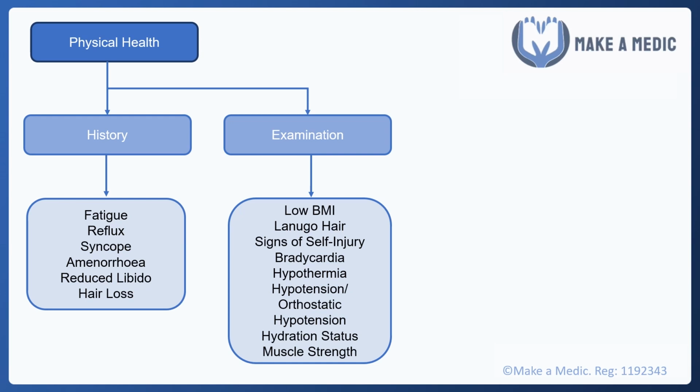And there are other signs that we may look for. Some of these are red flags for a person being acutely unwell with an eating disorder, including bradycardia, particularly if they have a pulse below 50, hypothermia, blood pressure if they are hypotensive or having orthostatic hypotension, that is a red flag. We'll need to look at their hydration status, and we can also assess their muscle strength, for example using the sit-up, squat, stand test.